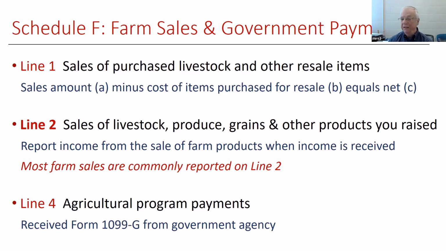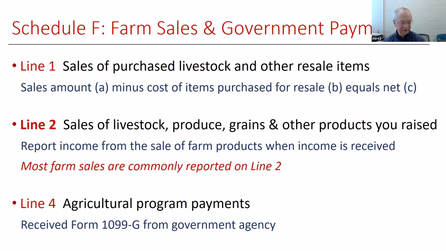Line 1, a lot of people ignore, and you really shouldn't, because this is really designed for people who buy items associated with their farm production and then resell them later. Let me give you an example. If you have pre-finished plants and you buy small plants and you grow them in their pots for a period of 2 or 3 months, and then you sell them, technically, those plants are items purchased for resale. Now, it's not a plug and it's not a starter plant. It's like you have geraniums and you grow them for a little bit and then you sell them. Those are technically items purchased for resale.